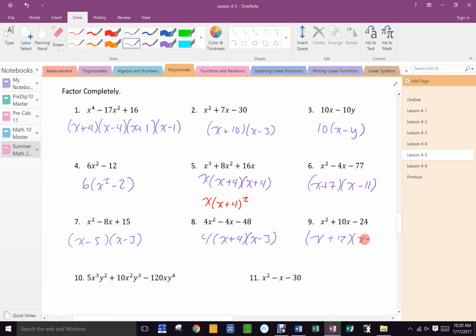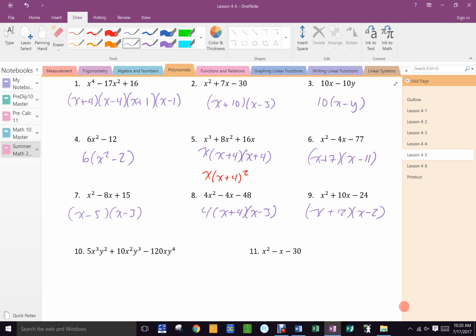For number 8, can it be the other way around? Order doesn't matter. 5 times 2 is the same as 2 times 5. So it can be x minus 3 and then x minus 5, because 5 times 2 is the same as 2 times 5. Order of factors doesn't matter.